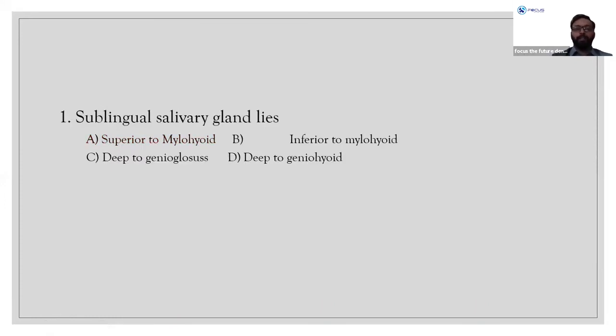Let's see the questions. Sublingual salivary gland lies... Anyone? Yes, among the options, it is superior to mylohyoid. It is not below mylohyoid, and it is not deep to genioglossus or geniohyoid.